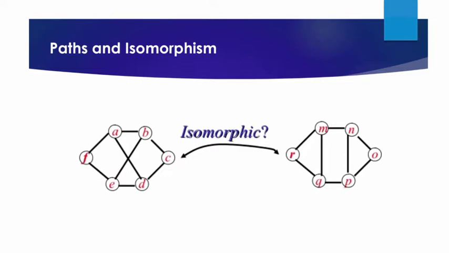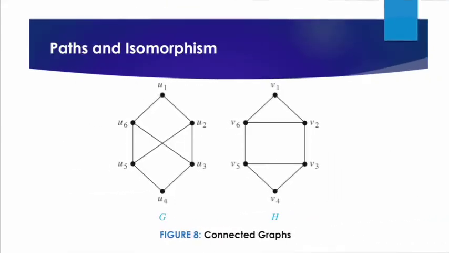As we mentioned, a useful isomorphic invariant for simple graphs is the existence of a simple circuit of length k, where k is a positive integer greater than 2. So let us take an example that shows how we can use paths to identify isomorphism of graphs. Determine whether the graphs G and H shown in figure 8 are isomorphic.